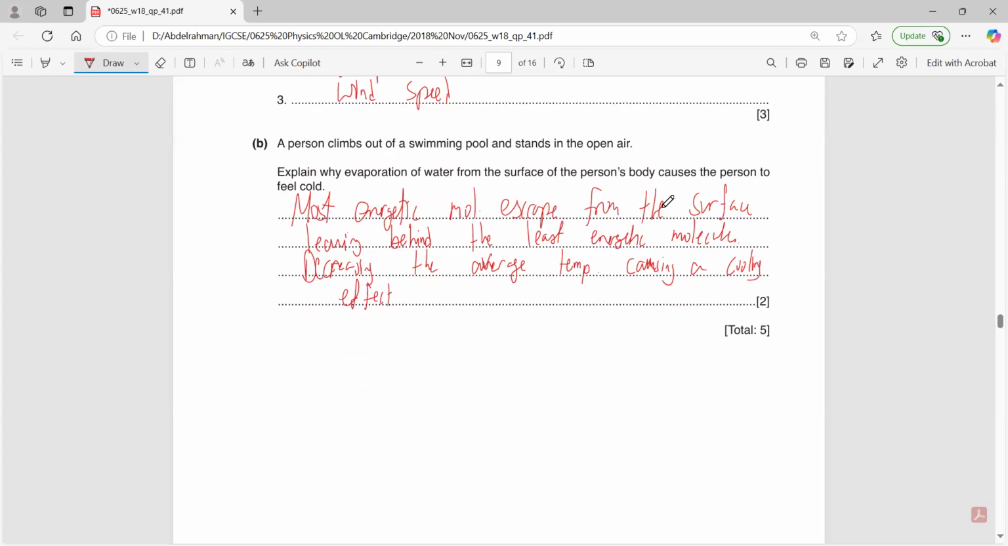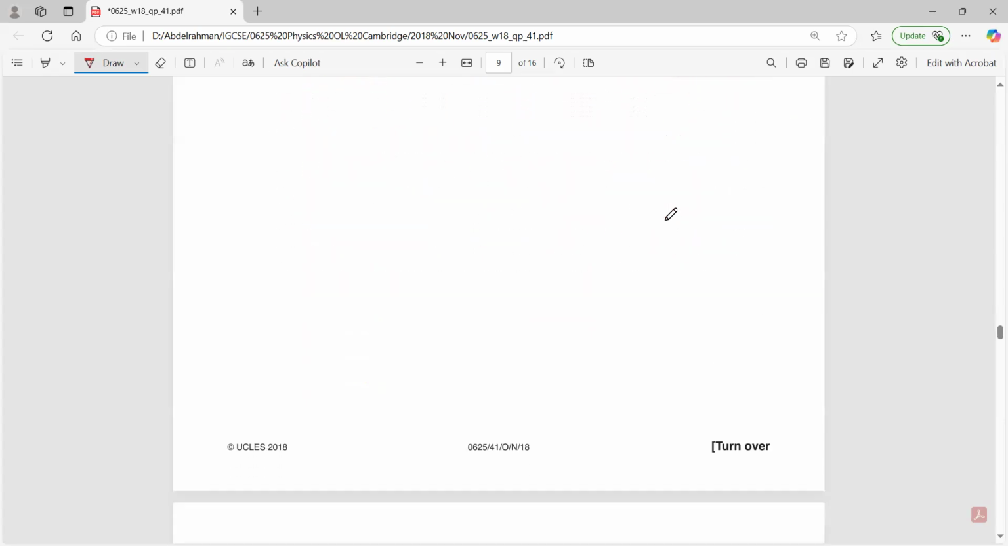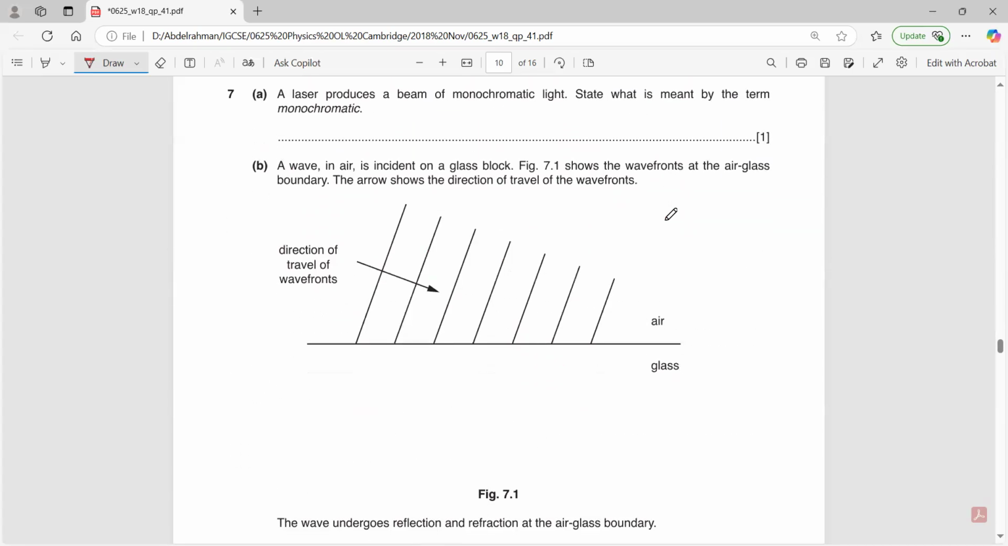Next question. A laser produces a beam of monochromatic light. State what is meant by monochromatic. Monochromatic means one frequency, one wavelength, one color. Monochromatic means one frequency or wavelength or color.